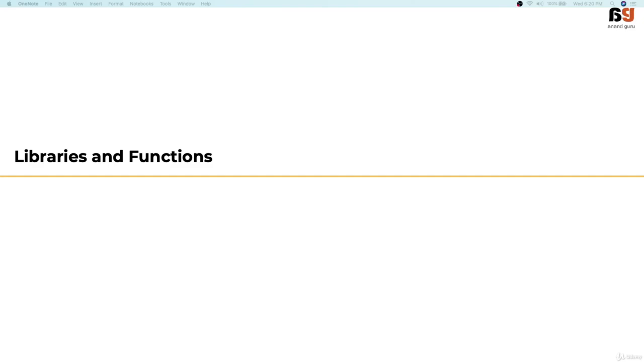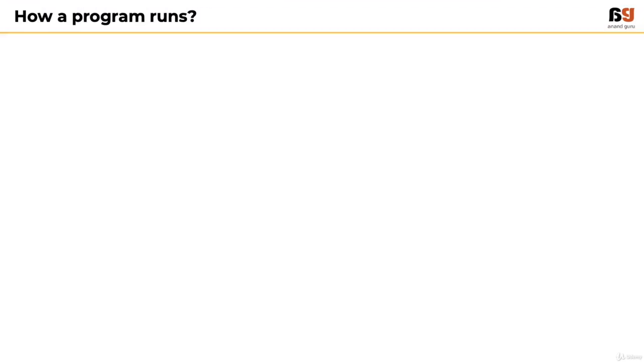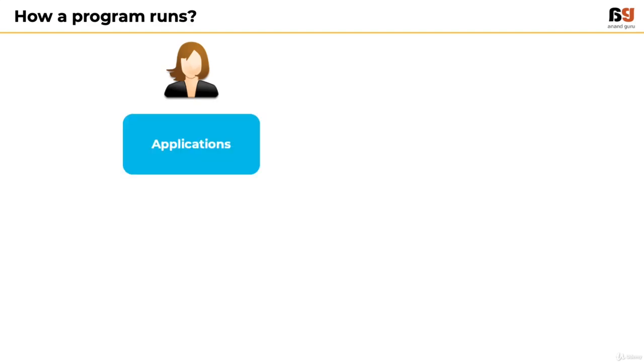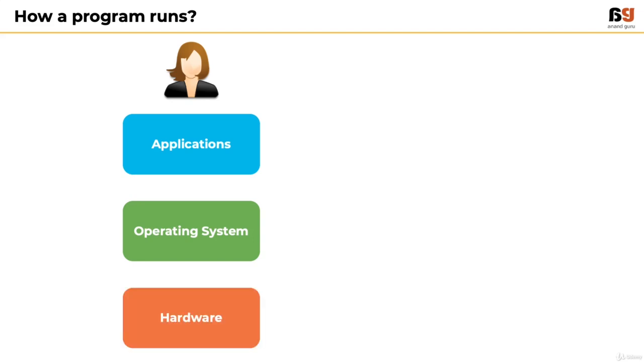In this module, let's see what happens on the end user machine when a program is run. We can understand this in 4 layers. A user who uses the application itself, and the application runs on a platform called operating system. And finally, the operating system runs on hardware.